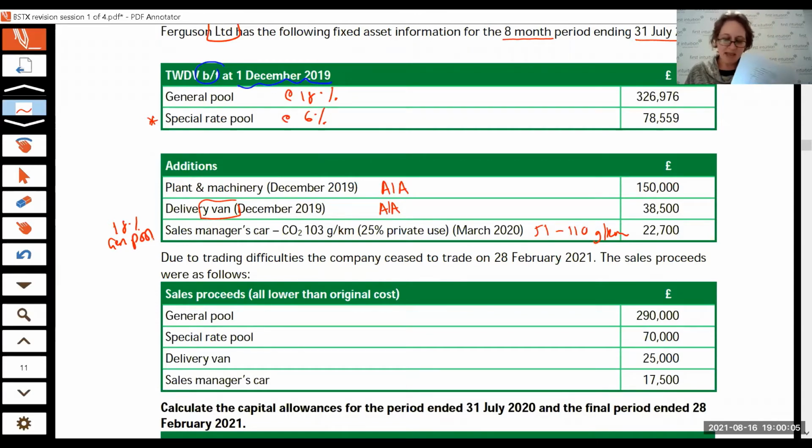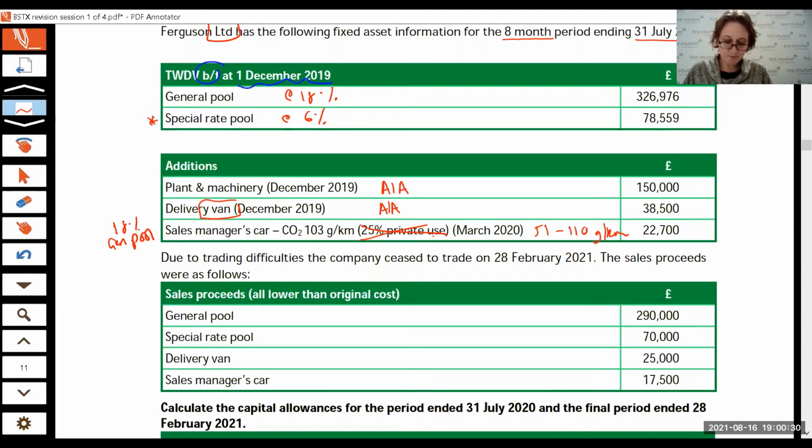Now they say that there is some private use, and I say, don't try to trick me with that. This is a company. Companies cannot use assets. And it's a sales manager that has the private use anyway. So even if I was dealing with a sole trader, it wouldn't count because only employee private use doesn't count towards private use in the first place. So we ignore that bit.